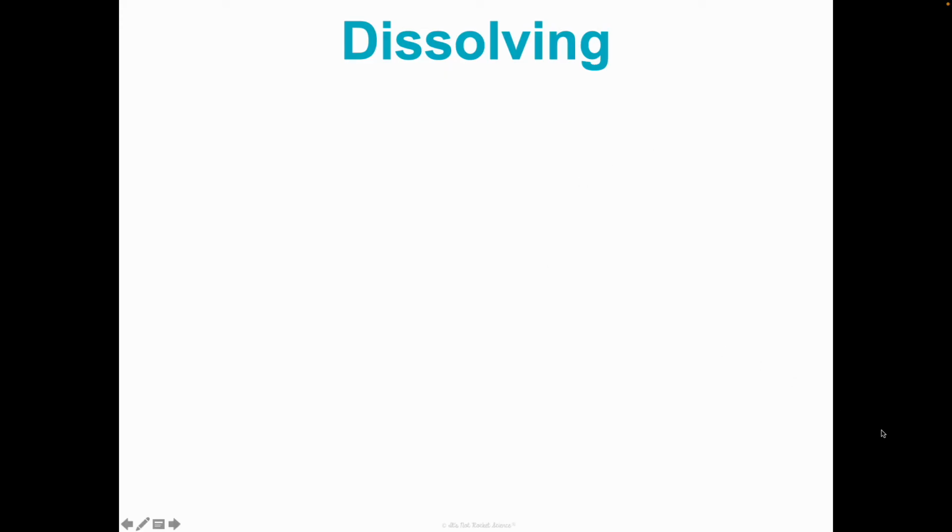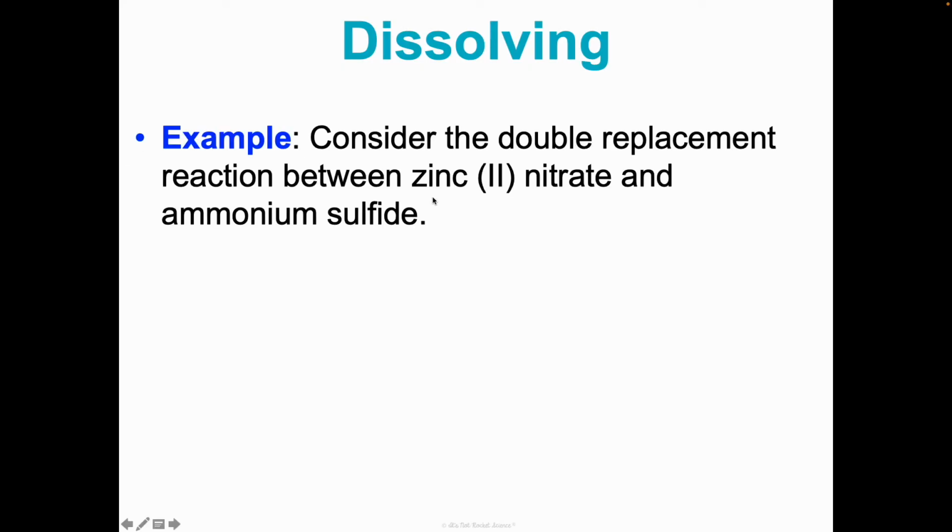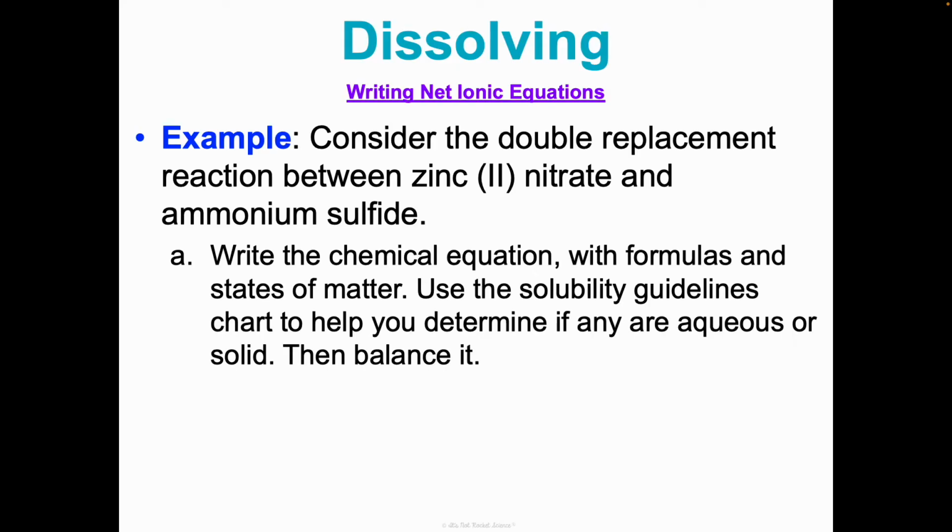This is one of those things where we're just going to do an example, and I promise it'll make a lot more sense. Consider the double replacement reaction between zinc(II) nitrate and ammonium sulfide. Let's take it back to Unit 5, chemical reactions. The first thing you'll do is write the chemical equation. You'll use formulas and states of matter. You'll use the solubility guidelines in the chart we already wrote out to determine if things are aqueous or solid precipitates. And then you'll balance the equation.